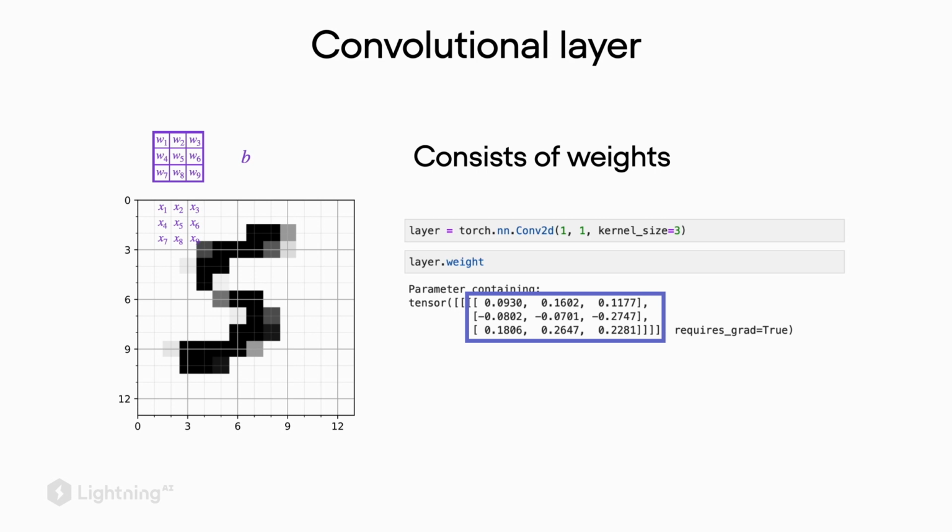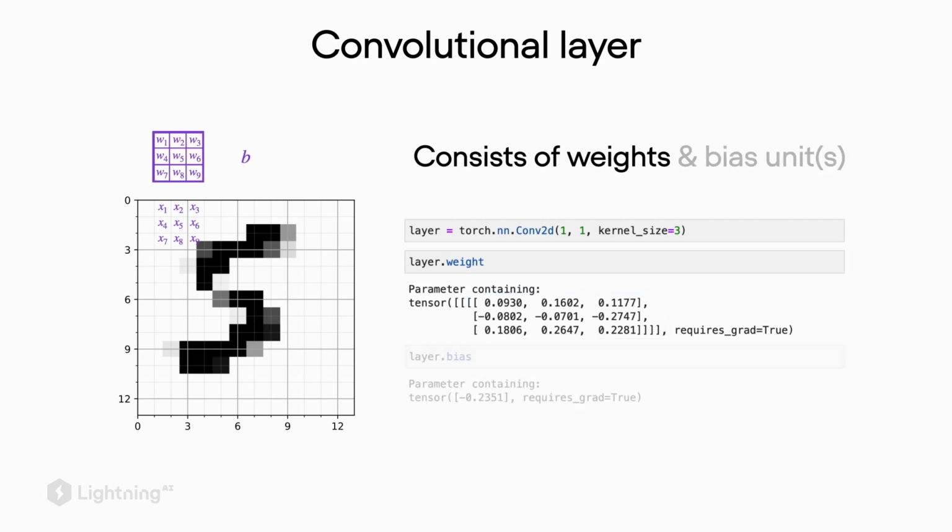So the weights then correspond to our 3x3 feature detector. And as I mentioned earlier, we also have a bias unit. But of course, the 3x3 feature detector size was just for illustration purposes, and we are of course free to choose different sizes for the kernels.